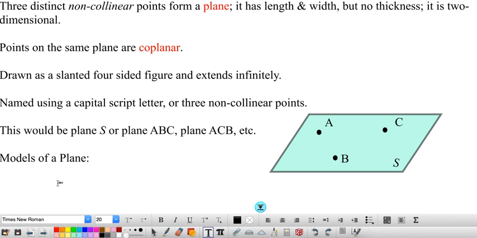Things that would model a plane would be like a sheet of paper or the top of a desk. Okay, so that's your information on points, lines, and planes. For now, we are done.